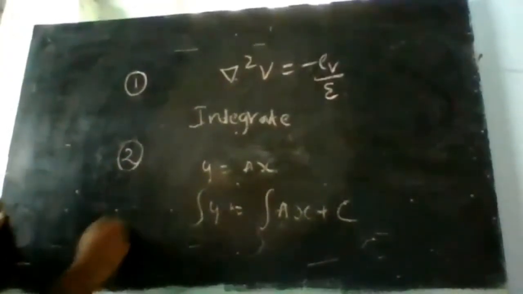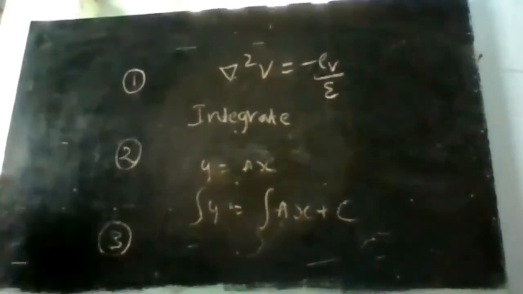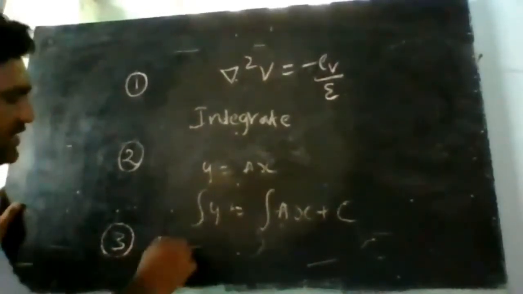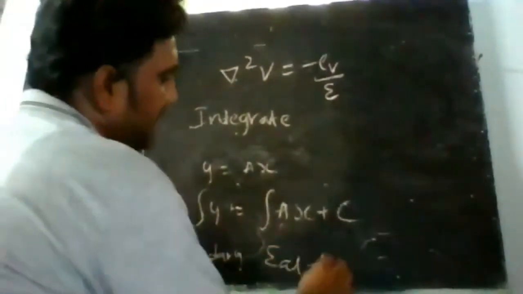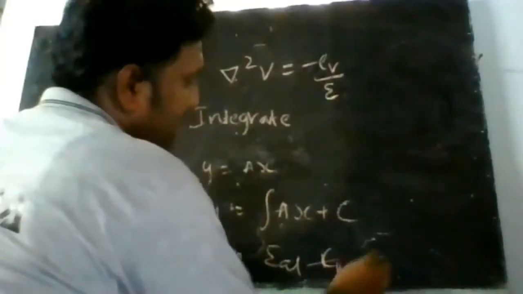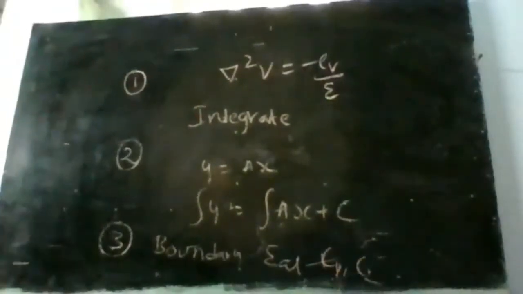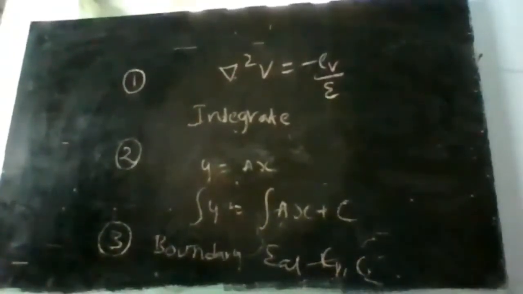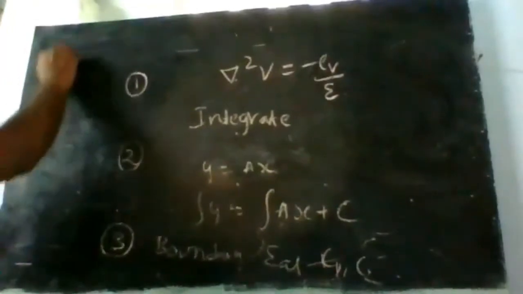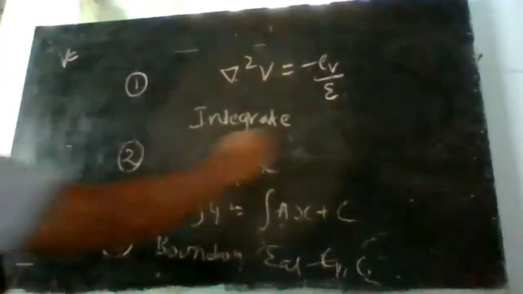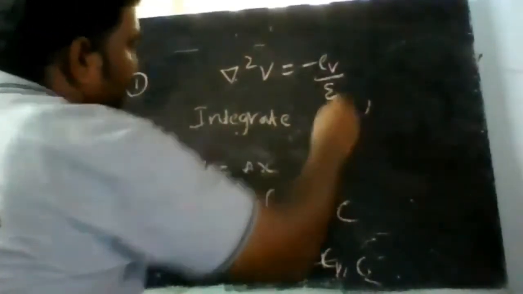Next, the third step is, by using the boundary conditions given, evaluate the values of the constants of integration, C1 and C2. Once you get the values of C1 and C2, we will get the general expression, the solution of V. We are integrating to solve for V, correct?